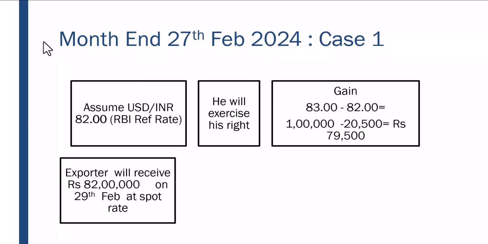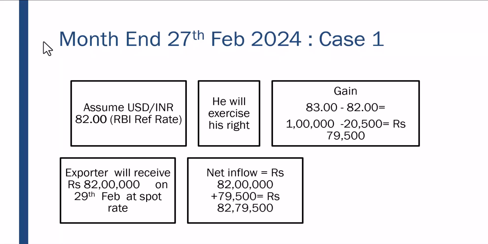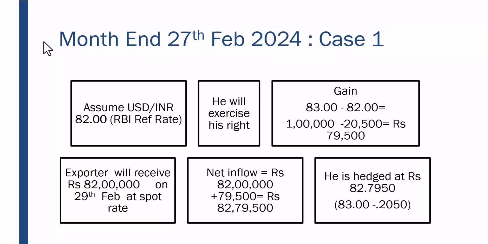Now the exporter will receive 82 lakhs. The spot rate was 83 rupees 17, but I'm receiving only 82. But I'll get 79,000 as a profit from the stock exchange. So I'll be hedged at 82.79. Remember, the spot rate was 83.17, but I'm receiving at 82.79. So some risk I'll still have.